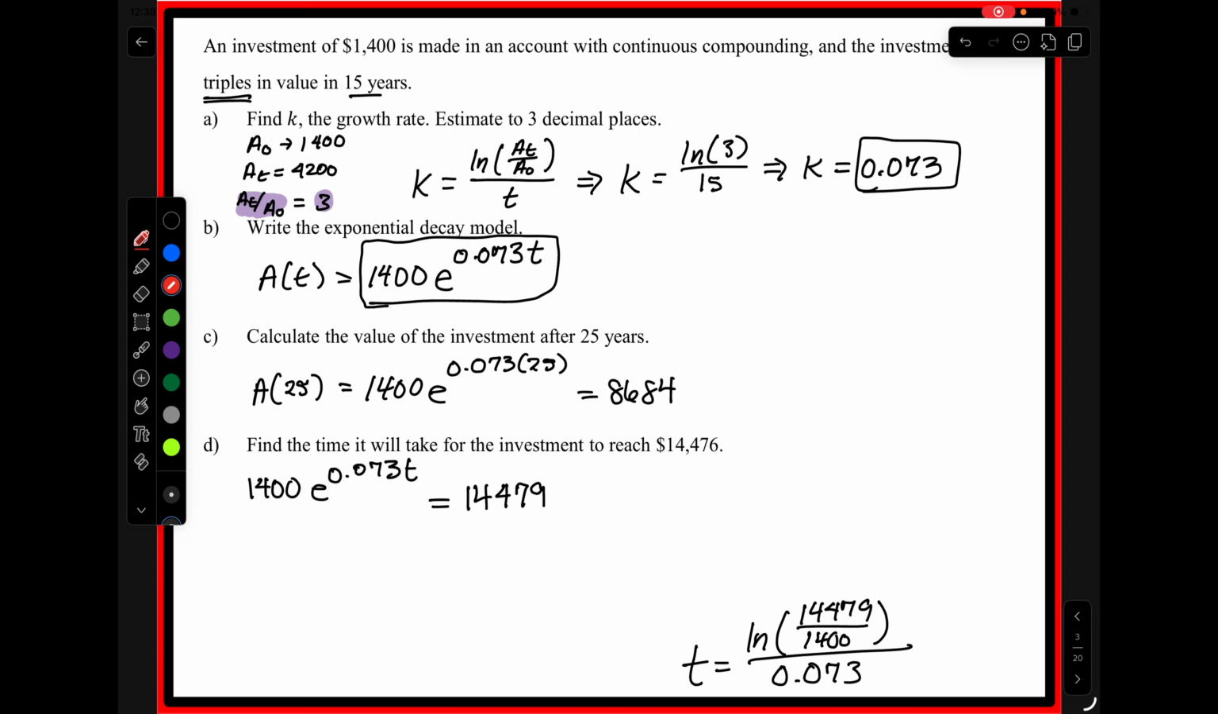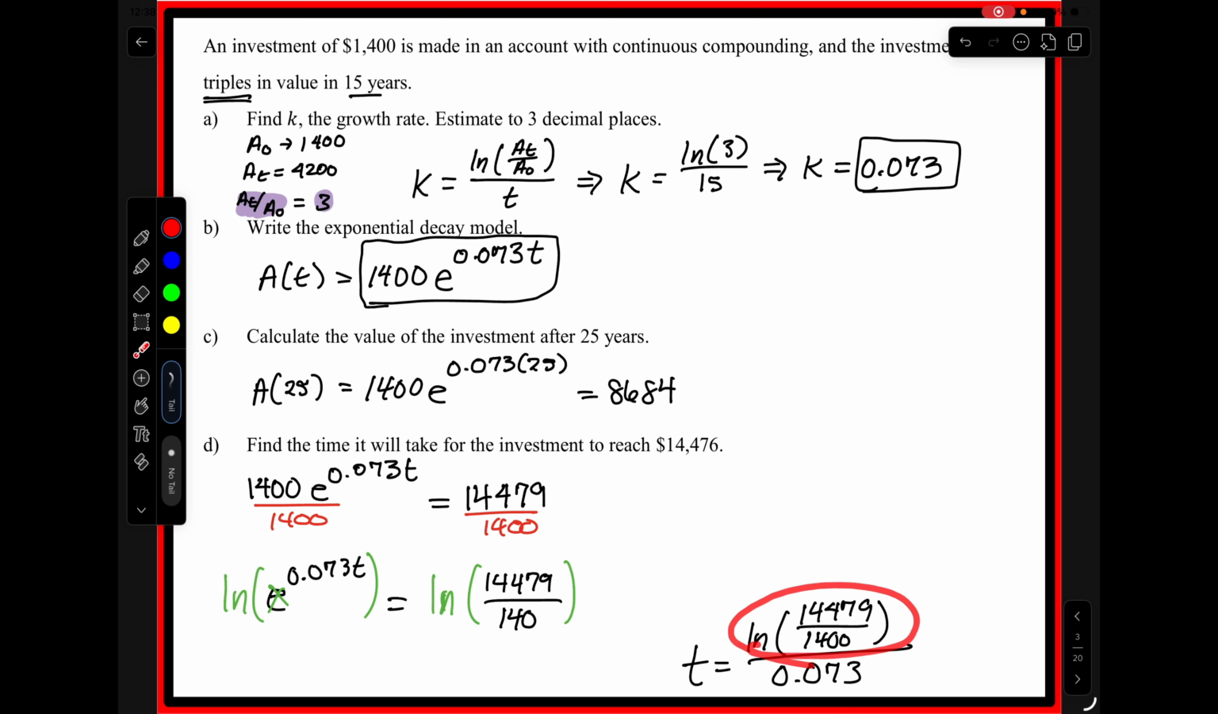So we start off by first dividing both sides by the initial value of 1,400. So e to the 0.073t equals again to this fraction. And you see that I gave myself a lot of space there because what I'm going to do here in order to get rid of the e is that I'm going to take the natural log of the left side and of course of the right side. You see, that's where this comes into play.